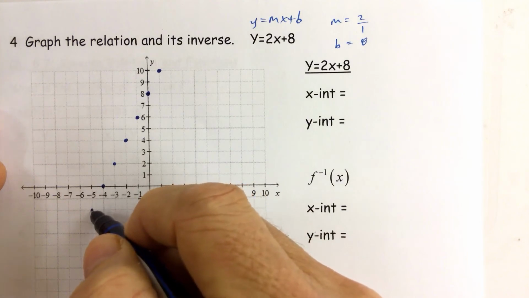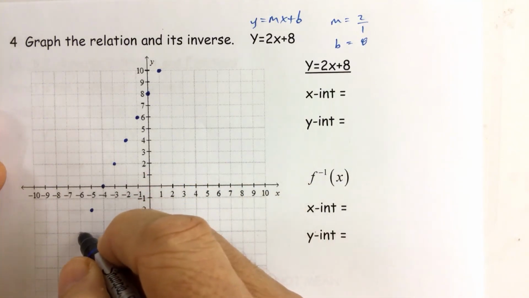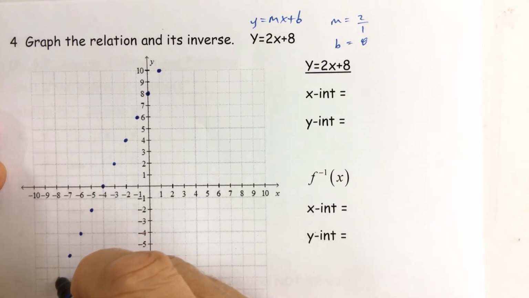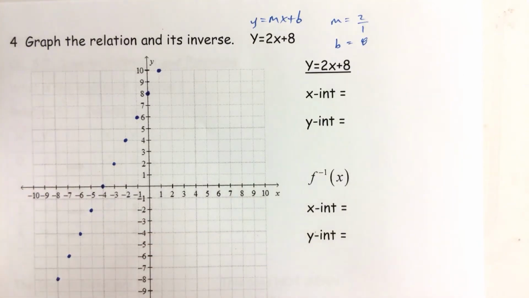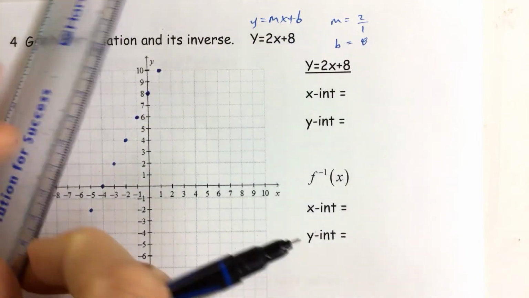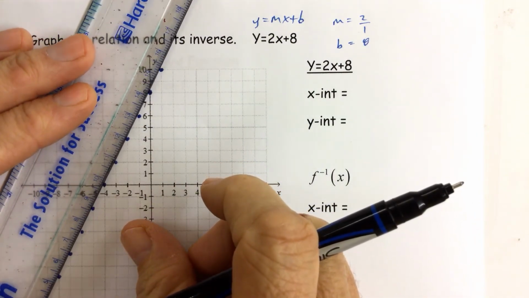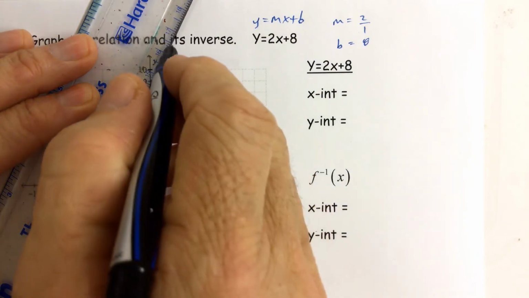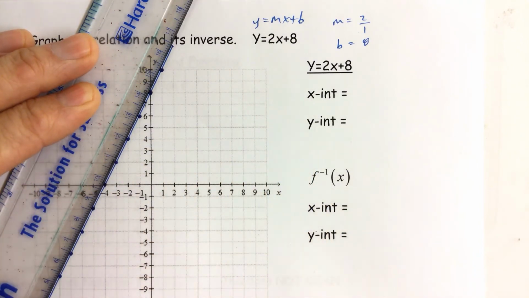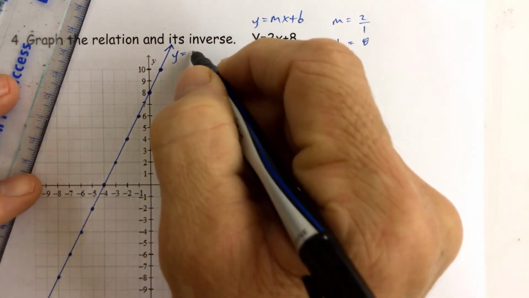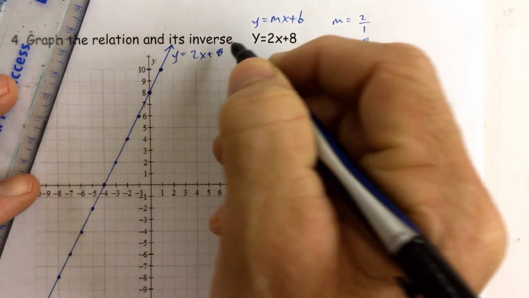I'm doing this because it will help me graph my inverse function. So I'm going to show you conceptually how to graph the inverse of f of x, since y equals f of x. We're going to first go ahead and draw the graph of y, so that's y equals 2x plus 8.